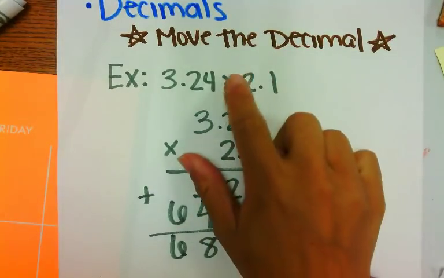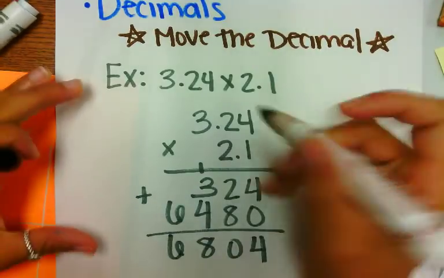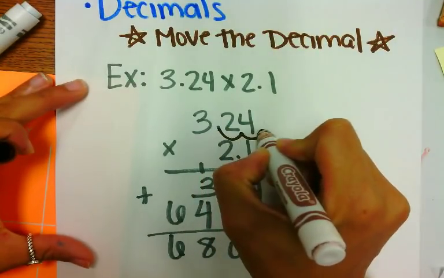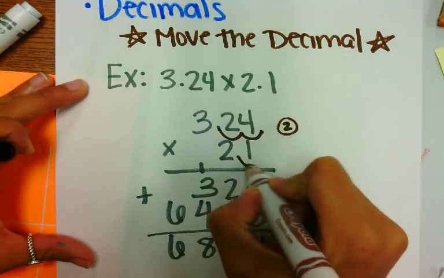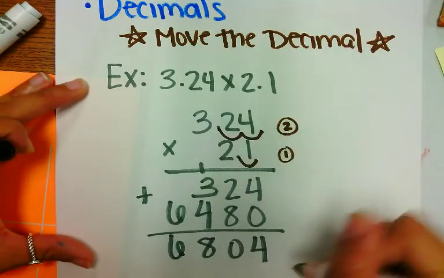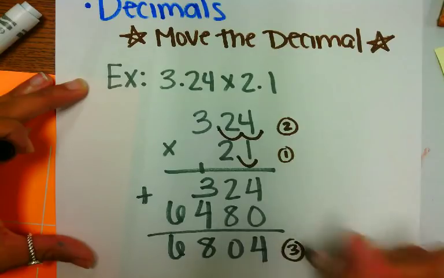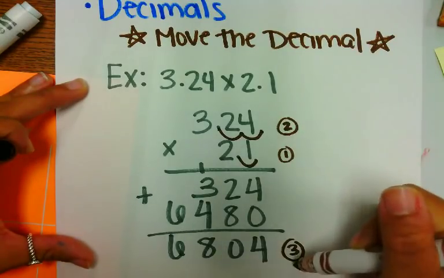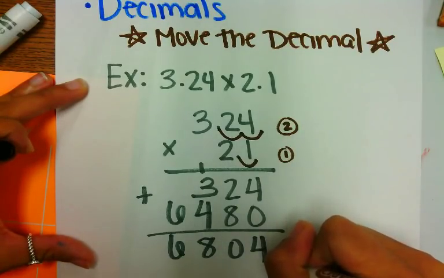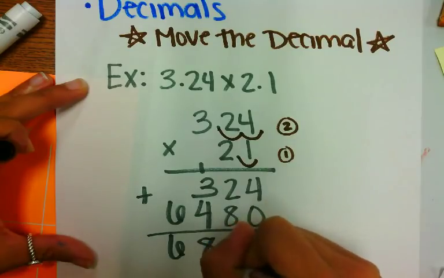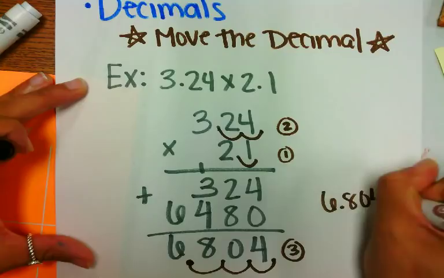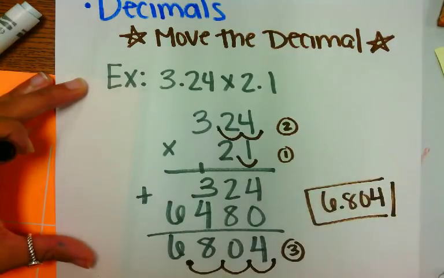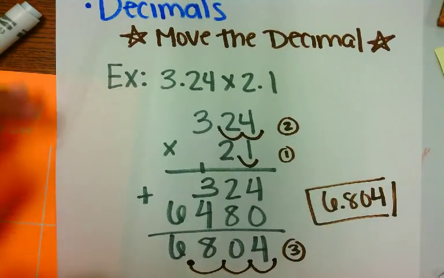Now, when I say move the decimal, what that means is that here, this decimal is going to be moved twice in order to make this a whole number. This decimal will be moved once. So that means down here, we're going to move it 3 times, because 2 and 1 gives you 3. So we're going to start at the back and then move it forward 3 times. 1, 2, 3. So your answer is 6.804. Alright, next one.